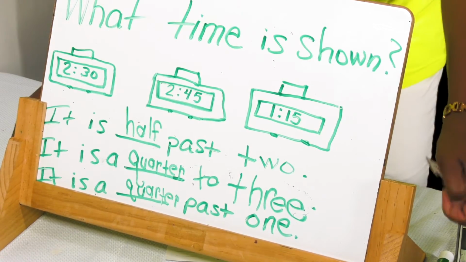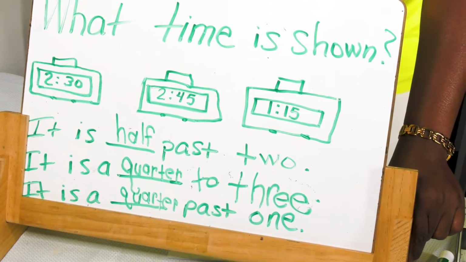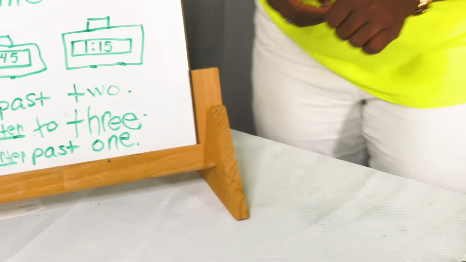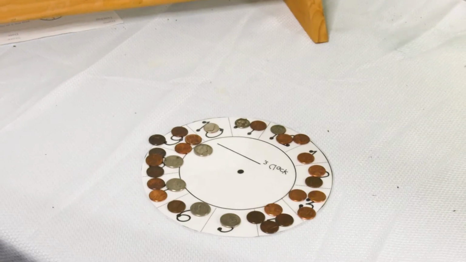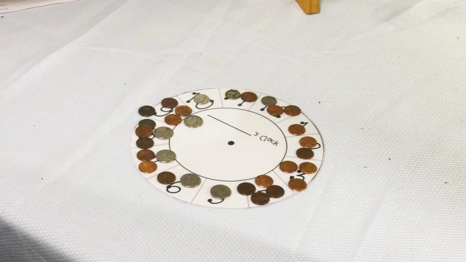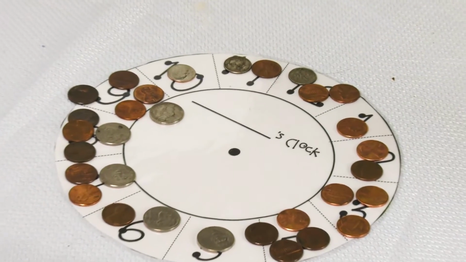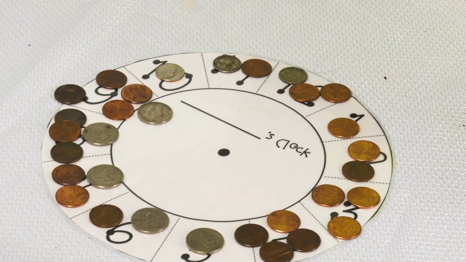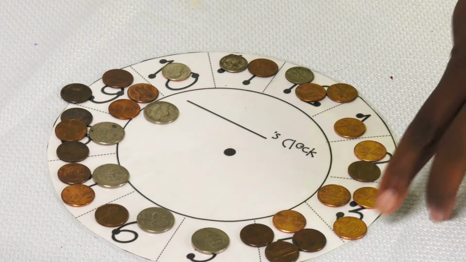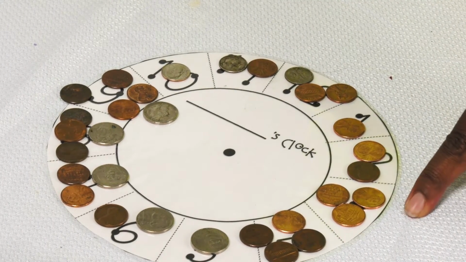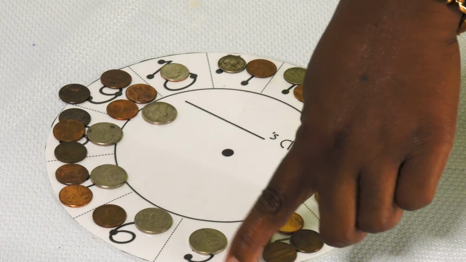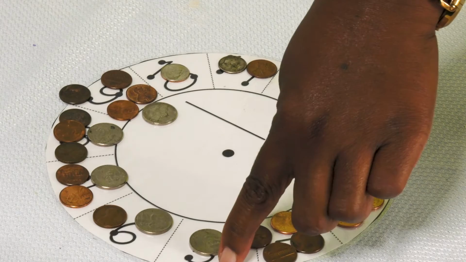All right, so I'm going to move this over here to the side, and we're going to look at another funny looking clock. This clock, Miss Allen used money. So I'm going to show you what that represents. 1 penny for the number 1. 2 pennies for the number 2. 3 pennies for the number 3. 4 pennies for the number 4. A nickel is represented for the number 5.